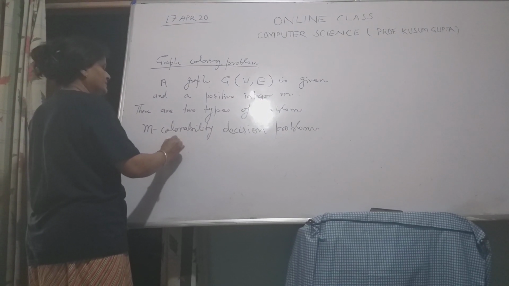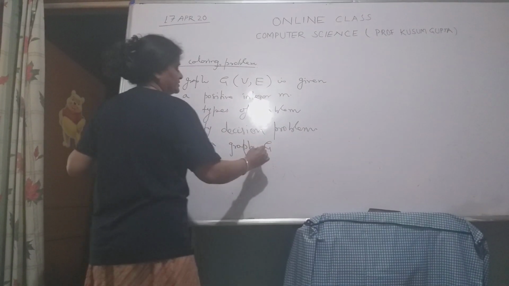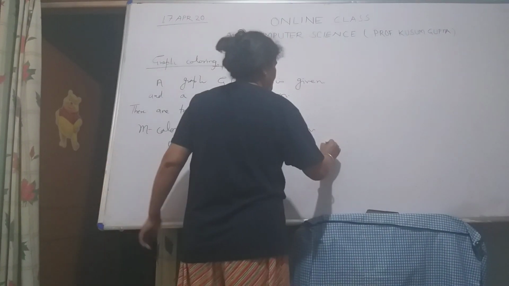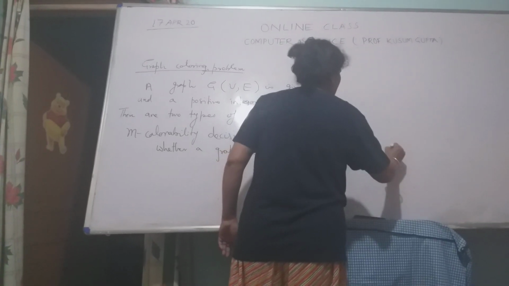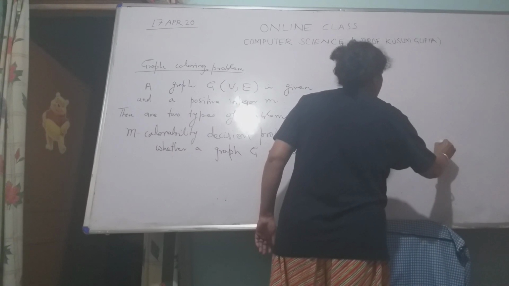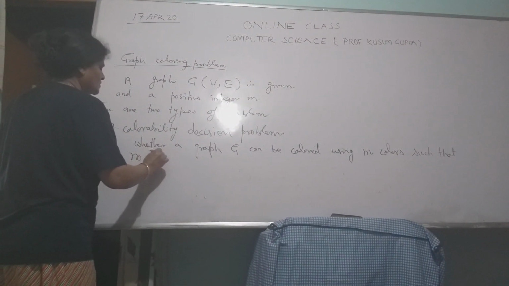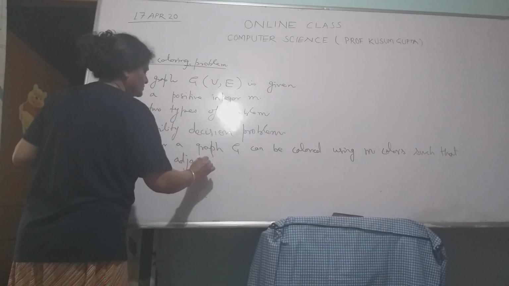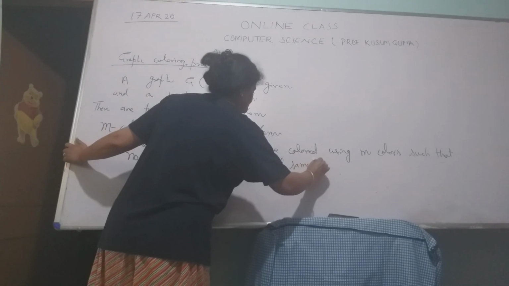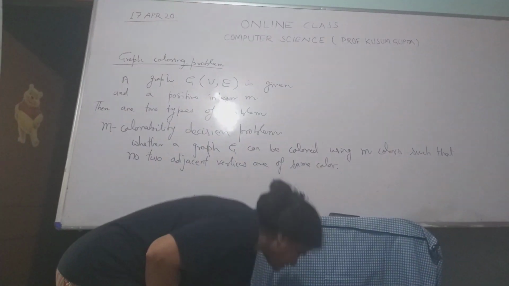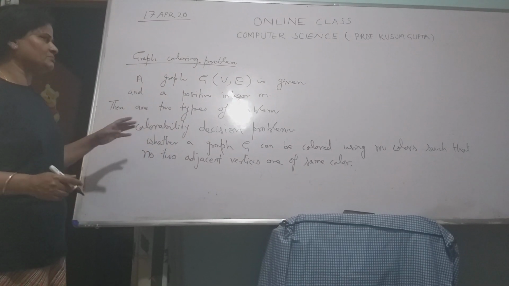Here the problem is whether a graph G can be colored using M colors such that no two adjacent vertices are of the same color. This problem is called the M colorability decision problem, where a graph G is given and a positive integer m. Here m is the number of colors, numbered from 1 to m.